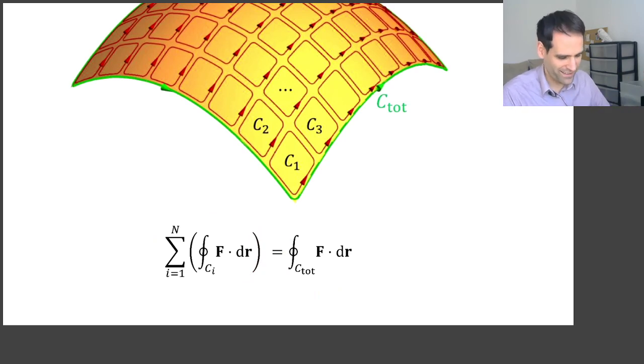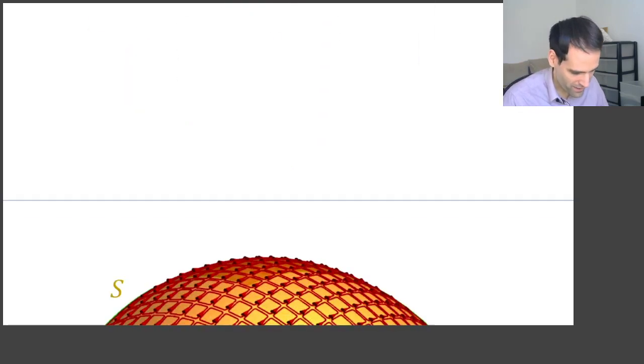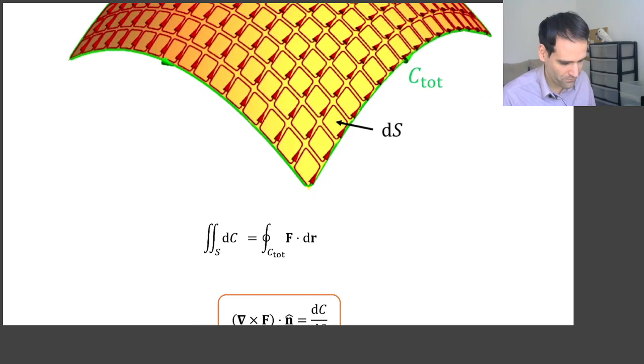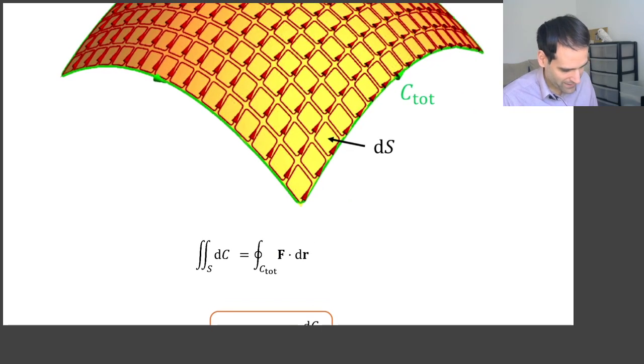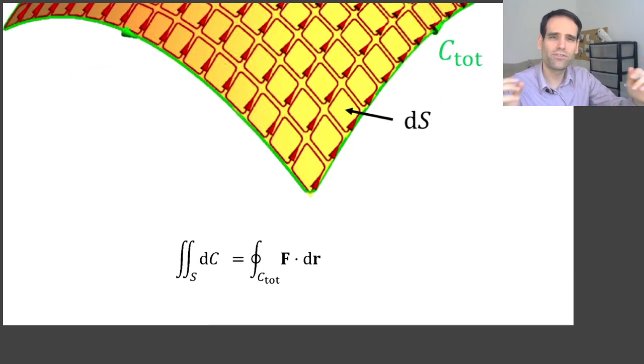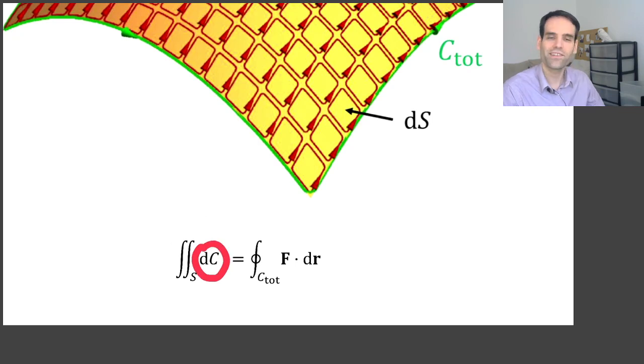So now the trick with Stokes' theorem is to say, let's make this C1, C2, and C3 infinitely small. Once you do that, it turns out that each of these small squares is just a differential of surface, which has a contour, which is a differential of the contour. So you can literally write that now the sum becomes a surface integral, because you are adding up all of the differential circulations on each of the dS's. So you have to do the double surface integral of dC, which is the differential of circulation.